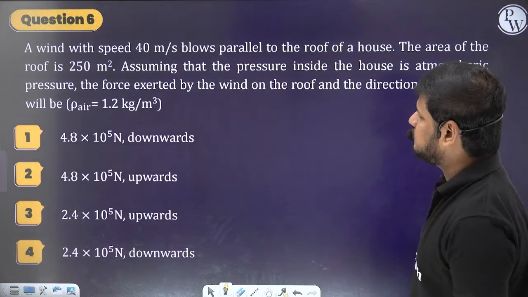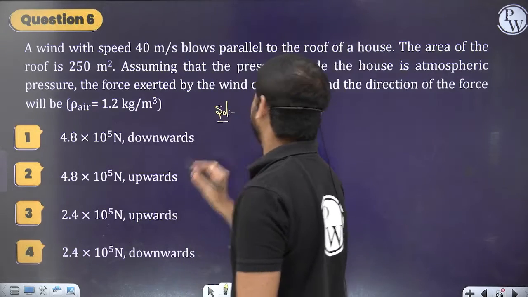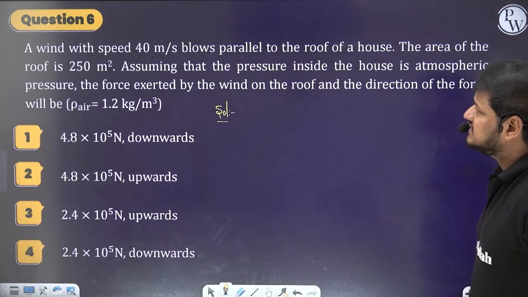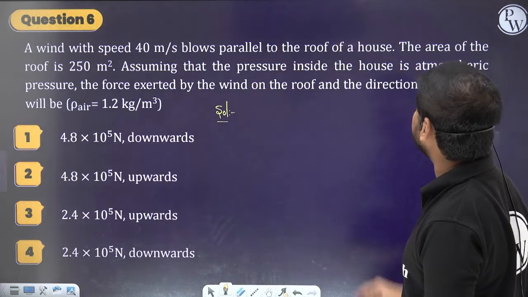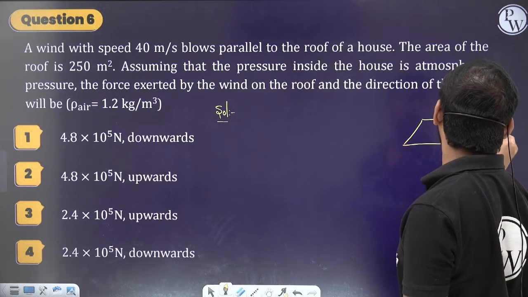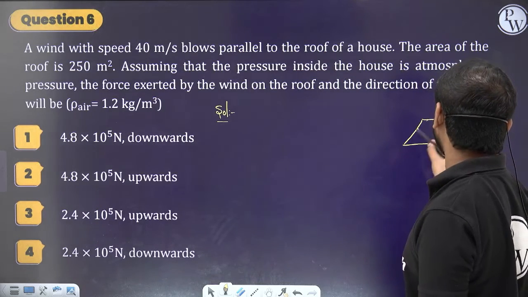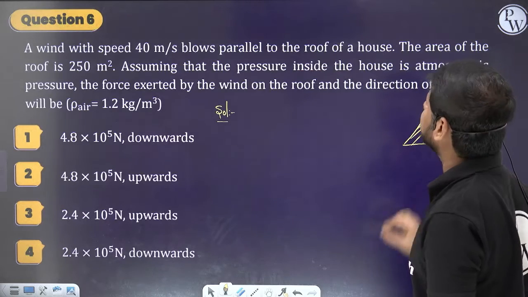So next we have one more question. Let's try this question. A wind with 40 meter per second blows parallel to the roof of a house. Consider this is the roof of a house. Now the wind flows parallel to the roof of a house.